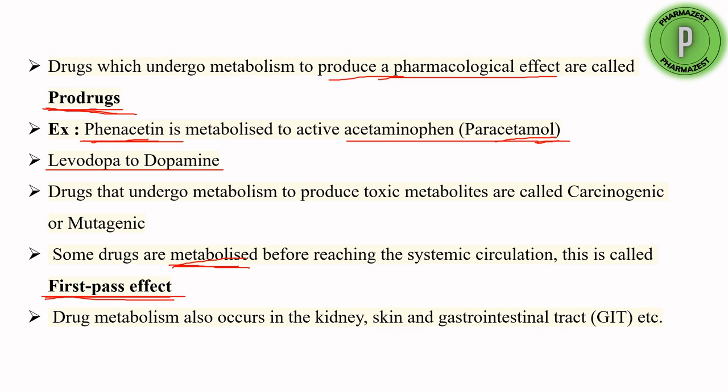Another thing is that drugs can undergo metabolism to produce toxic metabolites, which can be either carcinogenic or mutagenic. So there are three outcomes of drug metabolism: either the compound will be inactive, or it will be carcinogenic, or it will have a pharmacological effect. And drug metabolism also occurs in the kidney, skin and gastrointestinal tract. So apart from the liver, metabolism can also take place in the kidney, skin and the GI tract.